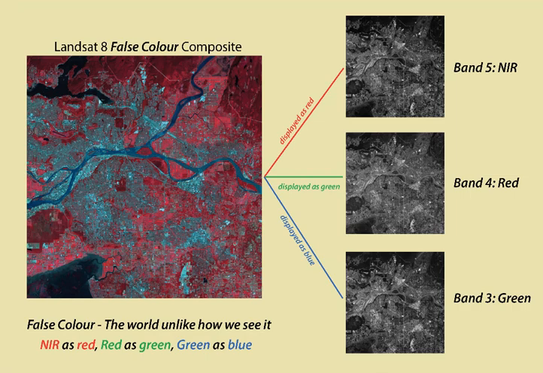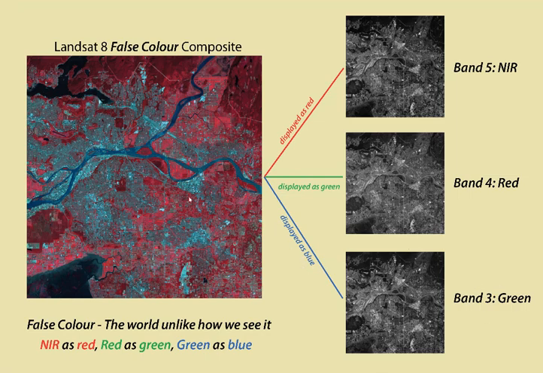Given that we have 6 bands to choose from and 3 primary colors for displaying them, red, green, and blue, we can start to get creative with how we visualize our Landsat imagery. For example, we can visualize wavelengths outside of the visible spectrum. In this false color composite that you can see, we visualize band 5 near-infrared using red, band 4 red using green, and band 3 green using blue.